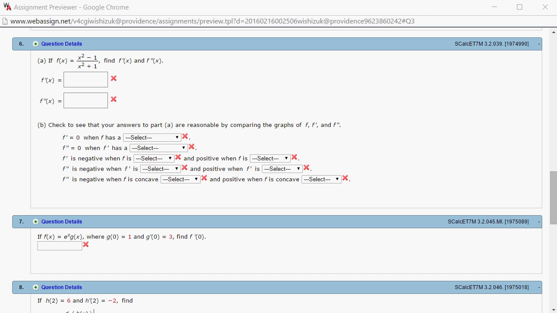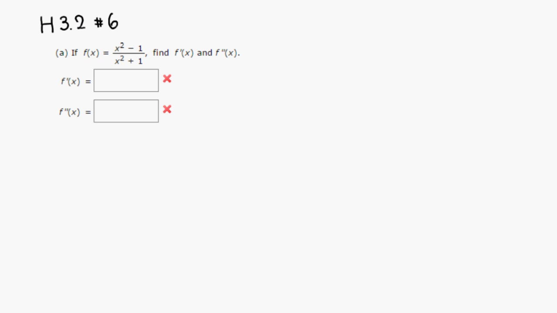Alright, let's look at homework 3.2, problem number 6. Let's look at part A. We have f of x equals x squared minus 1 over x squared plus 1. Then we want to find the first derivative and the second derivative. So let's do that.